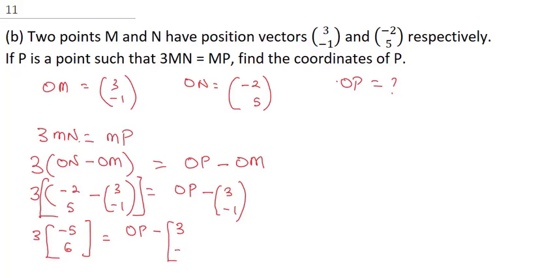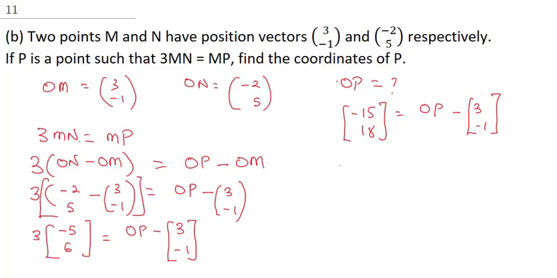Okay, so from here we can say 3 times minus 5 is going to give us minus 15, and 3 times 6 is going to give us 18. So I'll put this here is equal to, I have my OP minus 3 all into minus 1. Now, having this vector looking in this form, the next thing you need to do is to collect like terms.